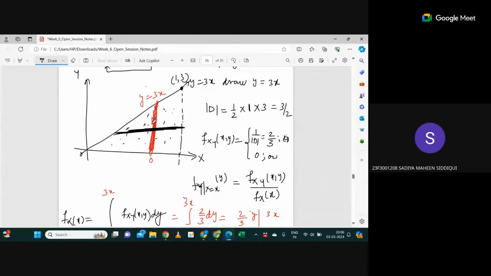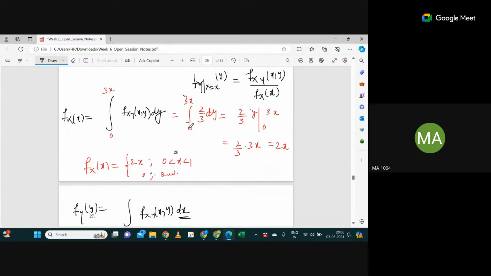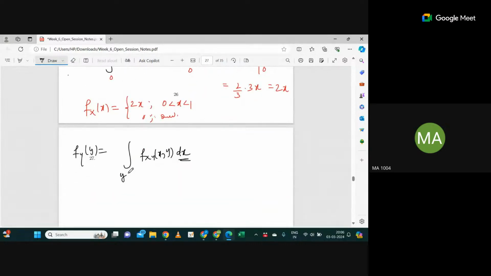So y by 3 to 1. Yes, because this is the y equal to 3x line. So the value of x will be from y by 3 to 1. So I have to integrate from y by 3 to 1, 2 by 3 dx. So 2 by 3, anyway, it will be x from y by 3 to 1. It will be 2 by 3 times 1 minus y by 3.